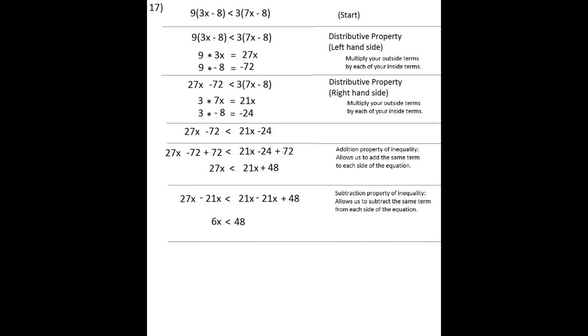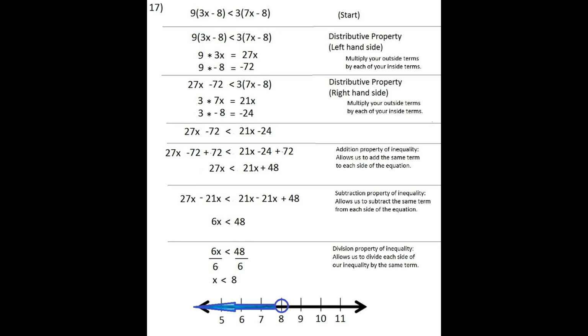And it turns out in this case, we're going to have to subtract. That's our next move to get that 21x term out of the way. So 27x minus 21x is less than 21x minus 21x plus 48. On that right-hand side, that positive 21x cancels out the negative 21x. So we have 6x is less than 48. Divide both sides by 6, and we do not need to change a thing. 6 is positive. The only time we reverse the sign is when we're dividing by a negative number or multiplying by a negative number. So we have x is less than 8.